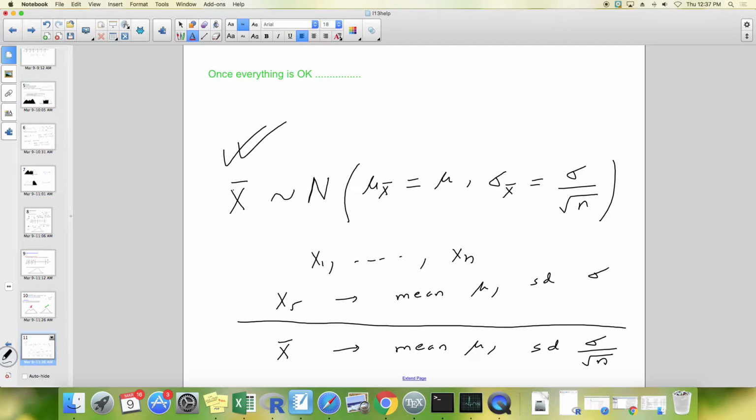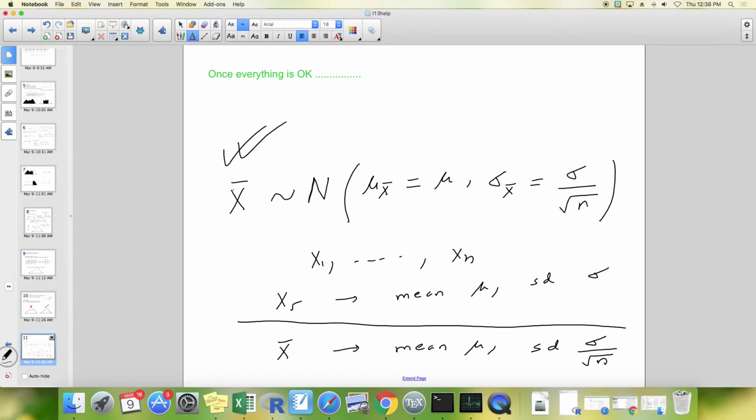So whenever people talk about mean, you have to ask them, mean of what? The mean of x5 is mu. The mean of any xi is mu. But the mean of x bar is also mu. The standard deviation of x5 or any xi is sigma. But the standard deviation of x bar is sigma by square root of n. So always ask the question, mean of what? Standard deviation of what?